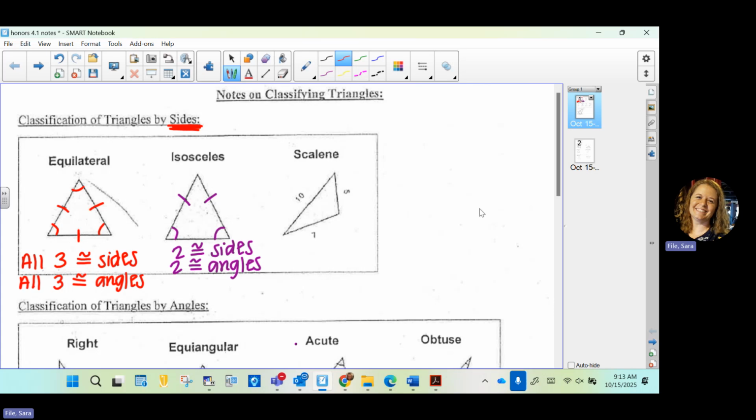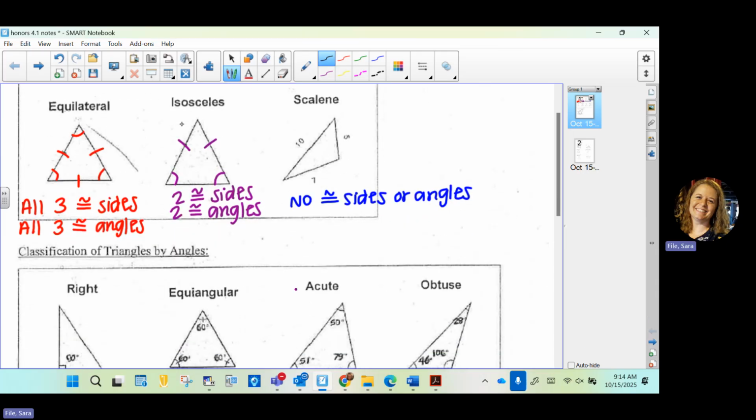Okay. And then scalene. Scalene is when no sides or angles are equal. So no congruent sides or angles. Everything's different. Okay, so that is classifying by side. Classifying by angles, we have some different terms, but again, none of these terms should look new to you. Okay, we've talked about right, acute, and obtuse angles.